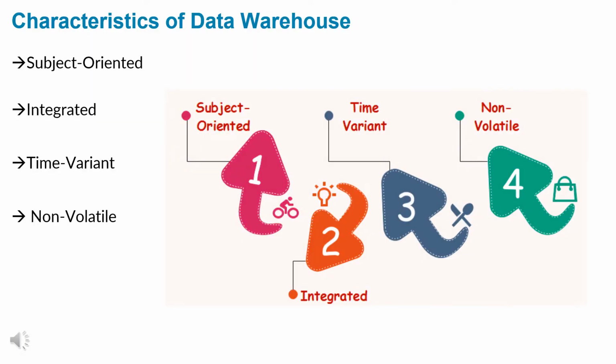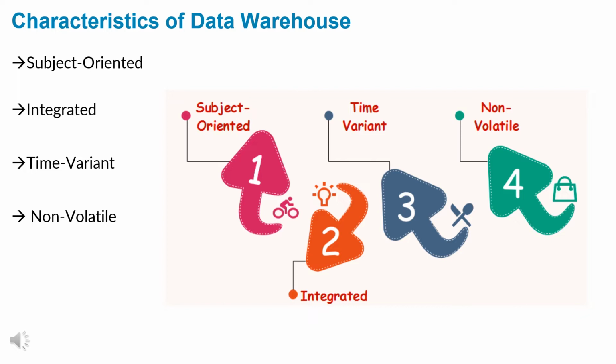Let us take a closer look at each of the characteristics of data warehouse. First is subject oriented. A data warehouse is organized around major subjects such as customers, suppliers, products, and sales, rather than concentrating on the day-to-day operation and transaction processing of an organization. A data warehouse focuses on modeling and analysis of data for decision makers.